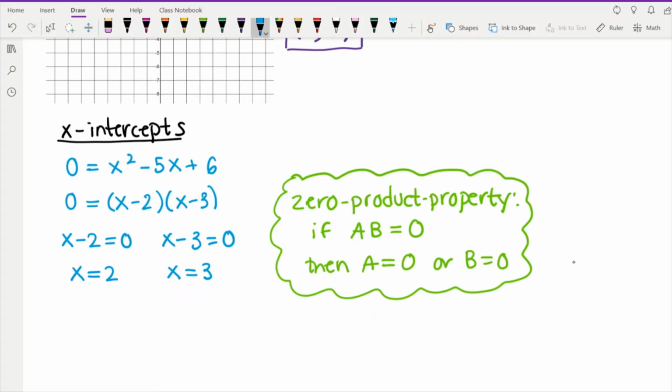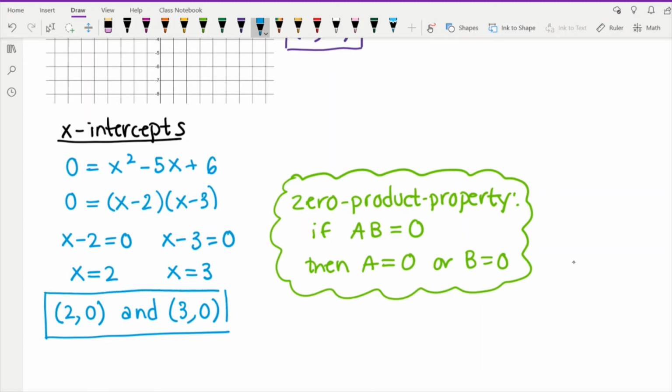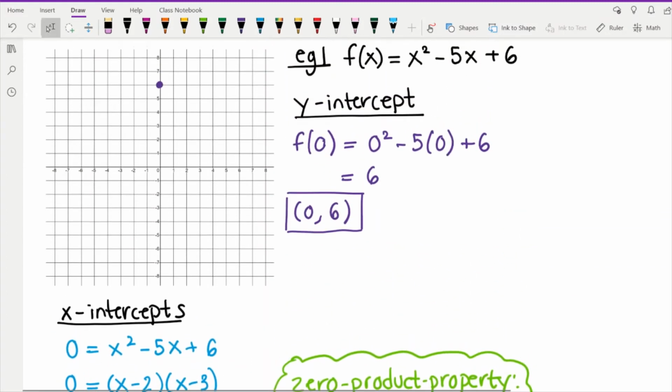Okay, so this tells us now the x coordinates of the x-intercepts. And so our x-intercepts are going to be (2, 0) and (3, 0). So I'm just going to go ahead and put those on our graph, (2, 0) and (3, 0).